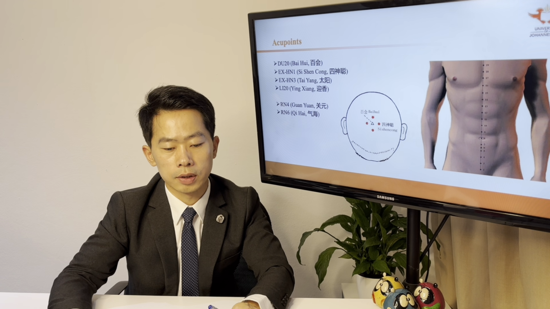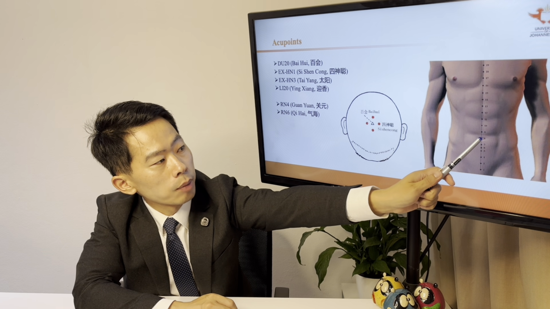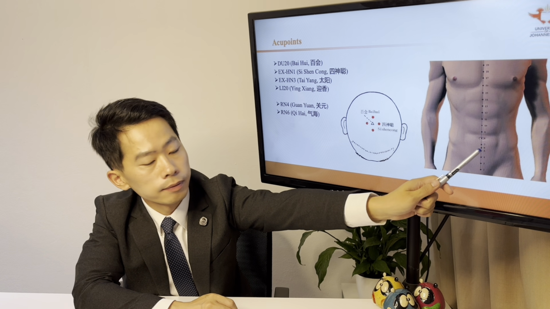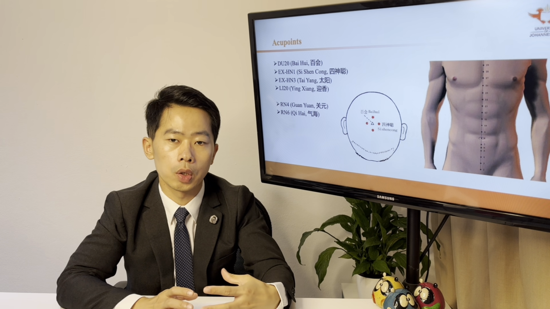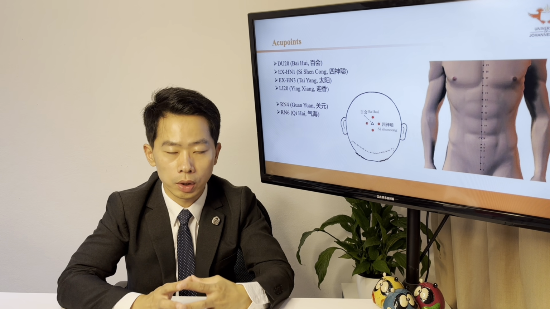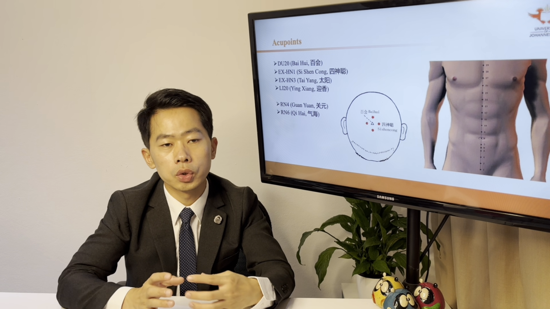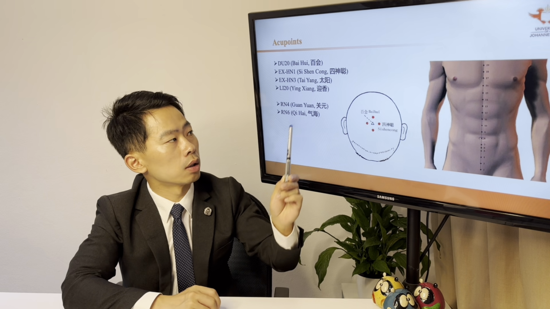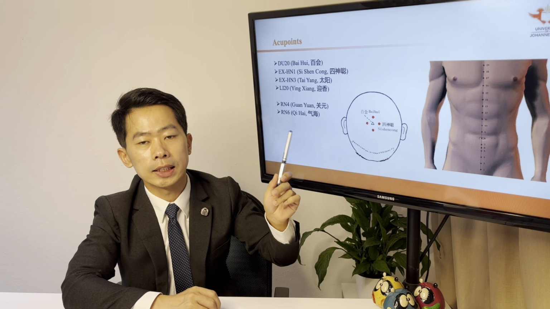Room 4 and room 6. Room 4, 3 cun below the belly button. The Chinese name is 官元. Yuan is the origin of what? It's the origin of yin and yang. Origin of yin and yang, they meet here. That's why room 4 is a very important point to tonify yin and yang.